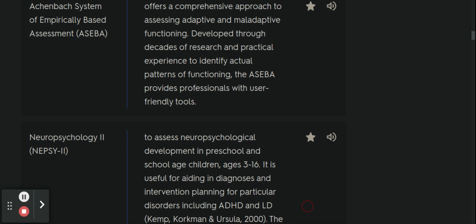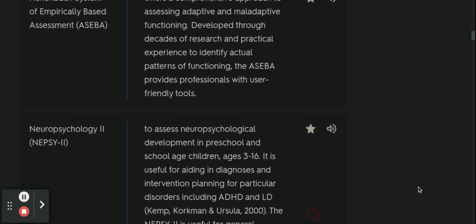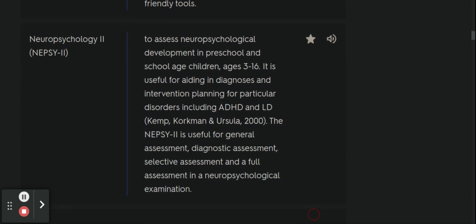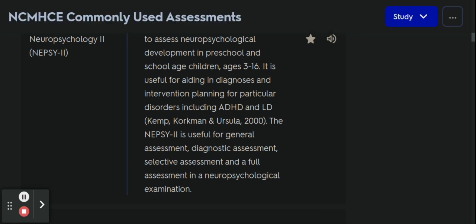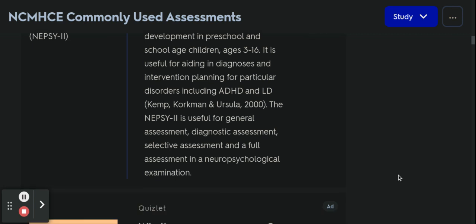Neuropsychology 2, NEPSY-2, assesses neuropsychological development in clinical and school-age children ages 3 to 16. It is useful for aiding in diagnosis and intervention planning for particular disorders, including ADHD and LD. The NEPSY-2 is useful for general assessment, diagnostic assessment, selective assessment, and a full assessment in a neuropsychological examination.